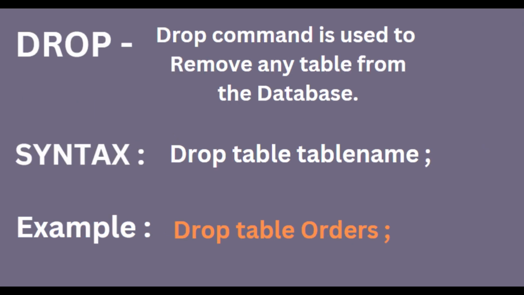Now the next command is drop. If we want to remove any table from the database, we use the drop command. By using the drop command, the entire table along with the data will be removed. And the syntax of the drop command is drop table, table name. That's it. For example, suppose we have a table called orders, we will write it as drop table orders. By executing this query, the orders table will be removed completely from the database.